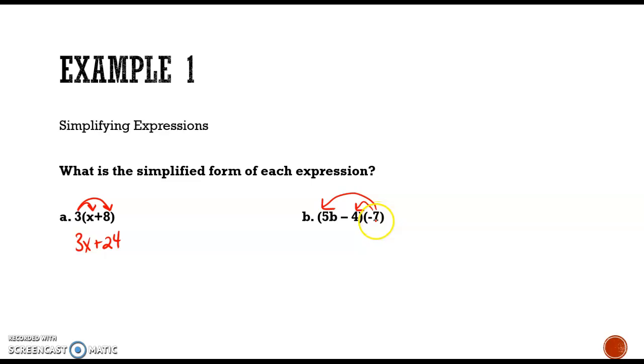We're still multiplying. So I'm going to take negative 7 times 5b. Negative times a positive is a negative. 7 times 5 is 35. So we get negative 35b. And then negative 7 times negative 4. So I'm going to get plus, negative times negative is a positive. 7 times 4 is 28. And so there's our other answer. And it's as simple as that.